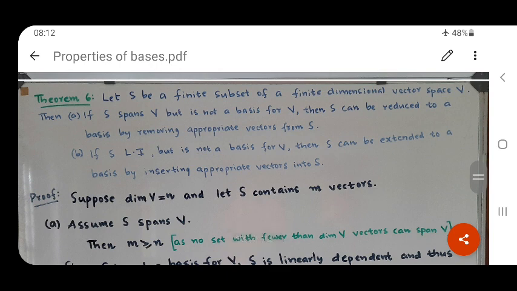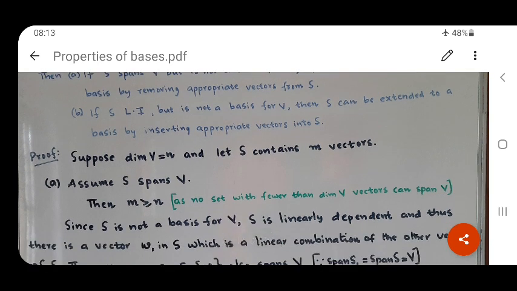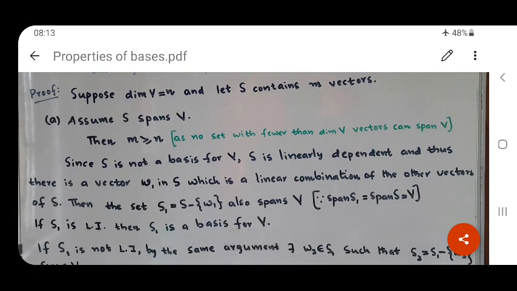So let us assume dimension of V is n and S contains m vectors. For part A, suppose S spans V and is not a basis. Since S spans V, the number of vectors in S can be either equal to n or greater than n. So m is greater than or equal to n. Since S is not a basis, it already spans, therefore it is not linearly independent, which means it is linearly dependent, and there is a vector in S, say W1, which is a linear combination of the other vectors.